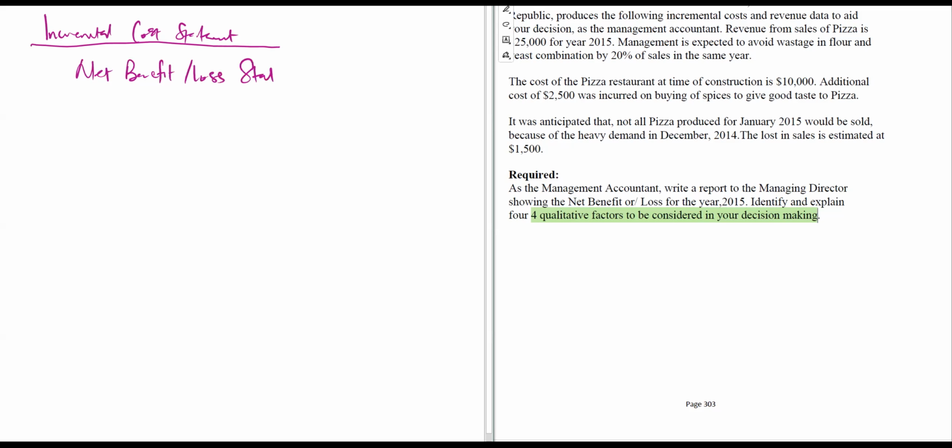So first of all, let's do the quantitative bit, which is the aspect that is required. So we are going to do the incremental cost statement for this decision. And the decision is a cost benefit analysis, a net benefit or loss. So this is what we have: net benefit or loss statement.